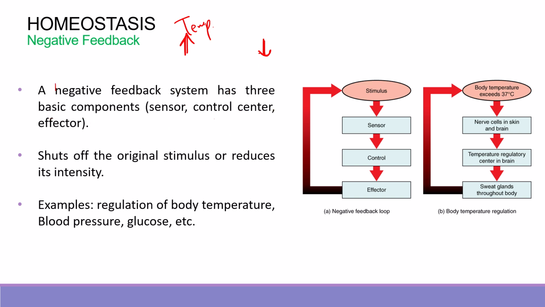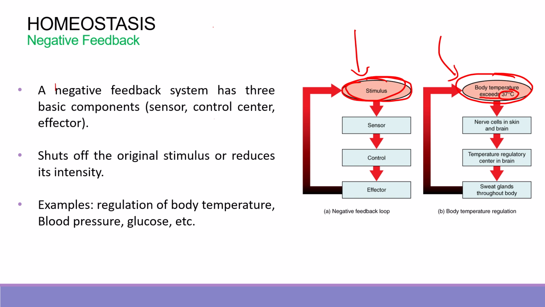So for example, here I started with temperature, right? First we start with an abnormal body temperature, a body temperature that exceeds 37 degrees Celsius. That is the stimulus. The stimulus is something that causes an imbalance. The stimulus is something that right now is causing your temperature to go up. We have to have a sensor. In another way, we have to have a way that our body will realize that the temperature is going high.